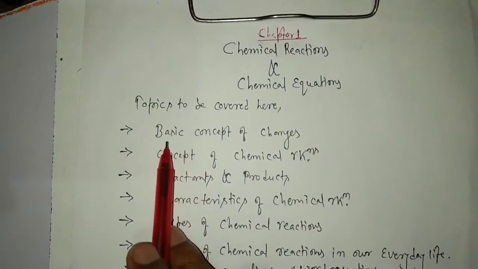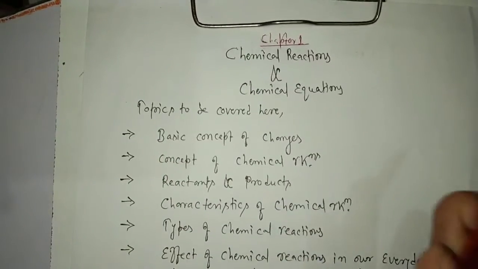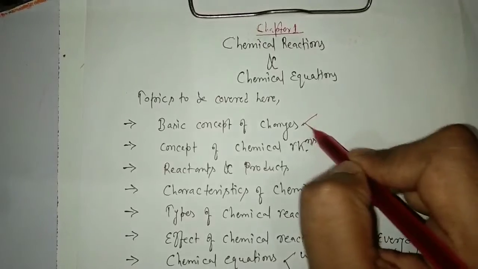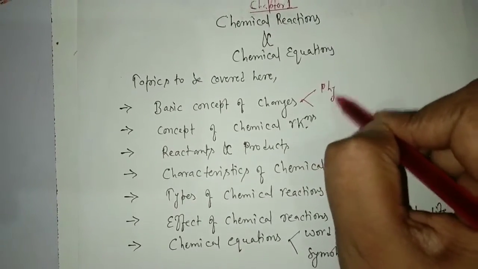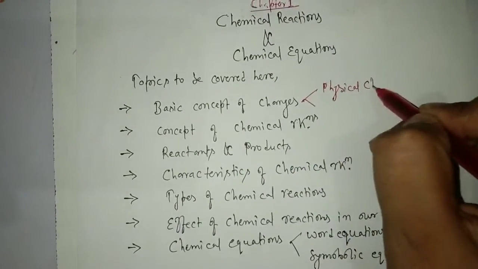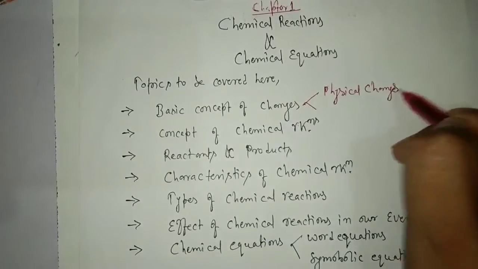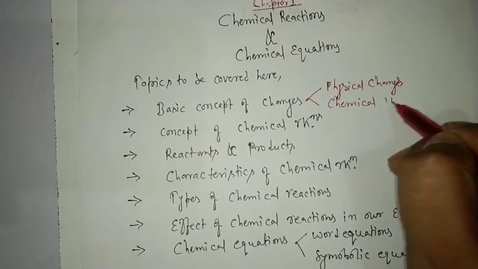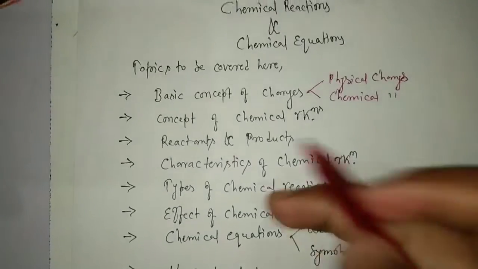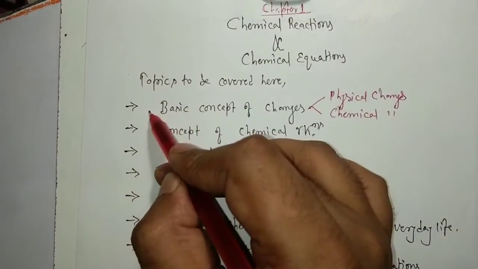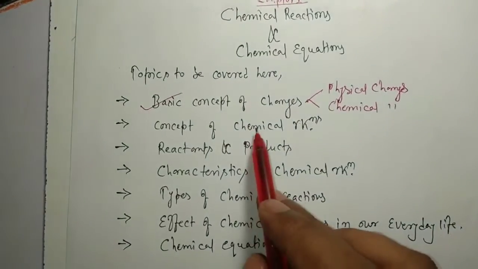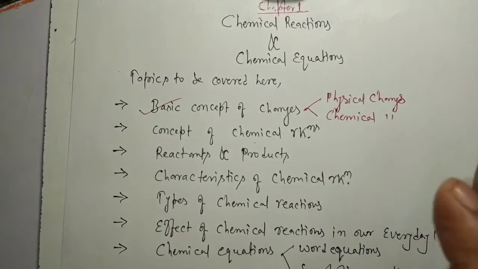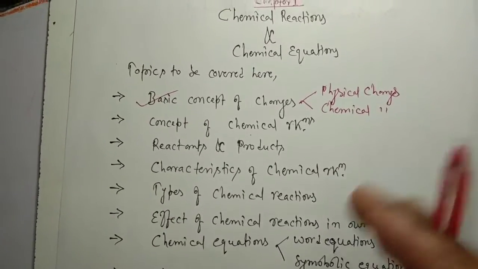First, we will try to understand the basic concept of change. Here we will try to cover physical changes, and after that chemical changes. After getting the knowledge of the basic concept of changes, we will further discuss chemical reactions, how they take place.